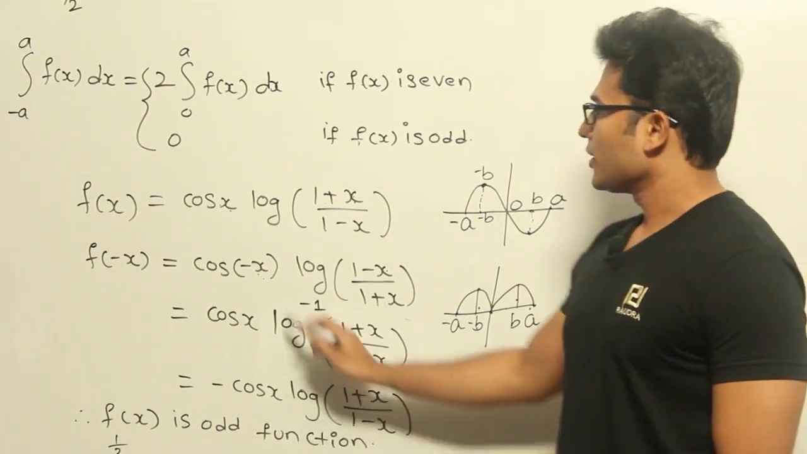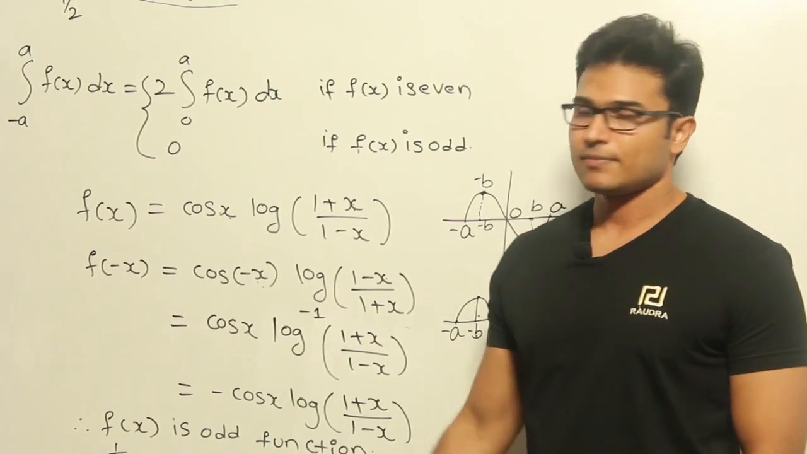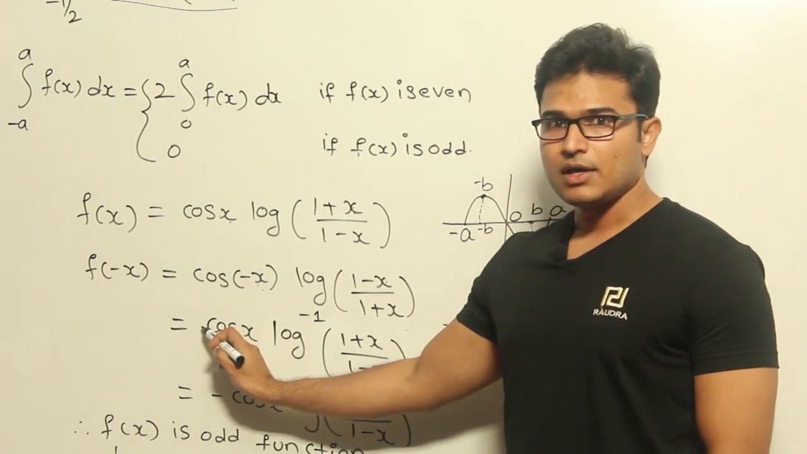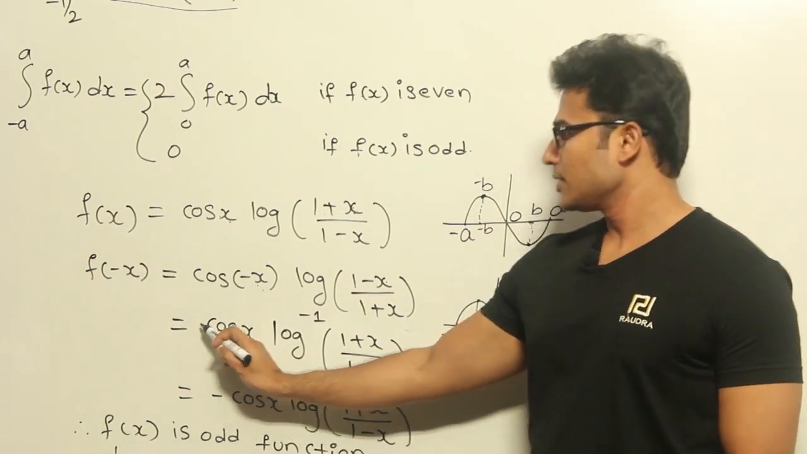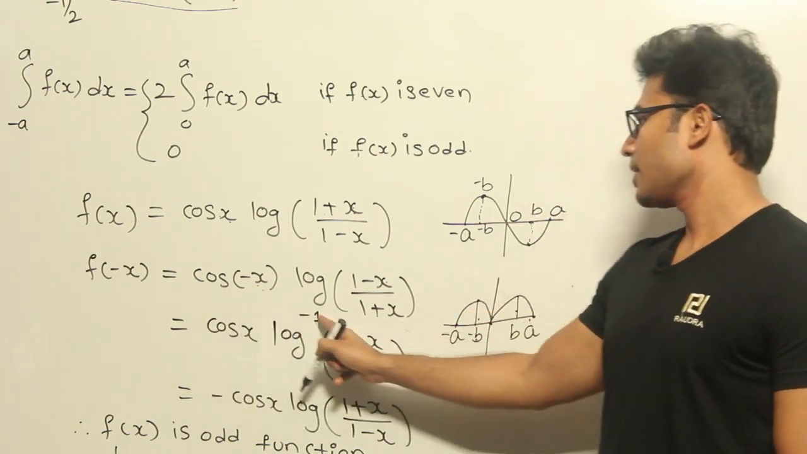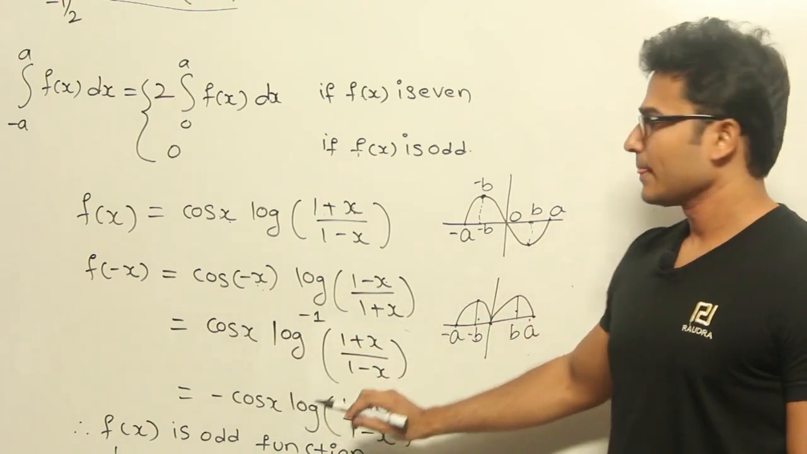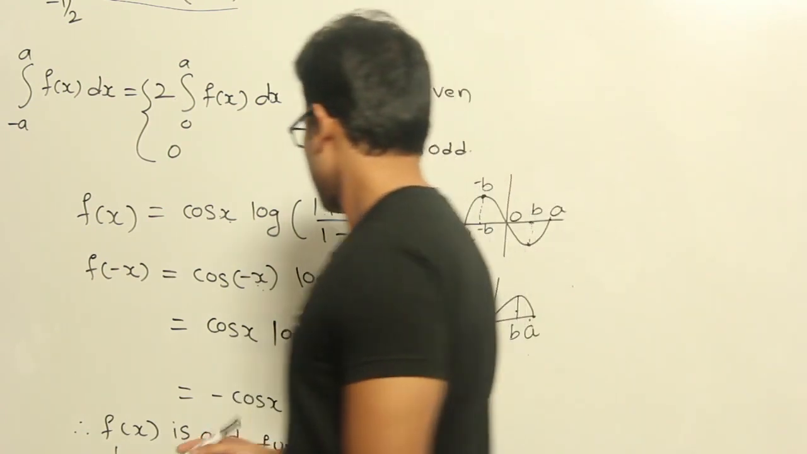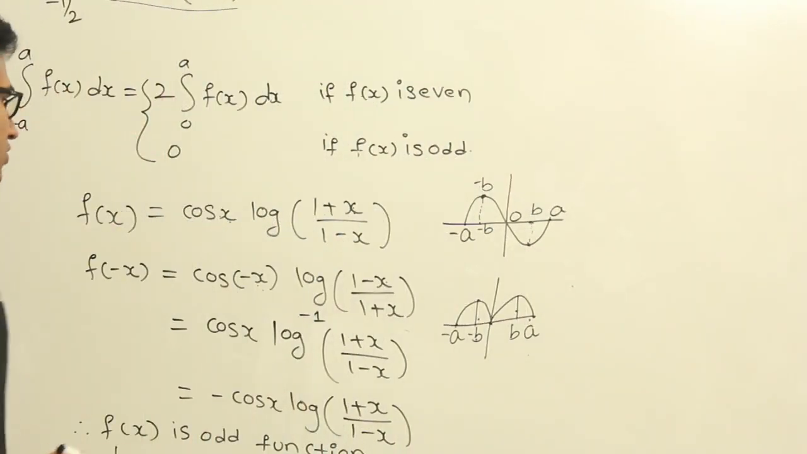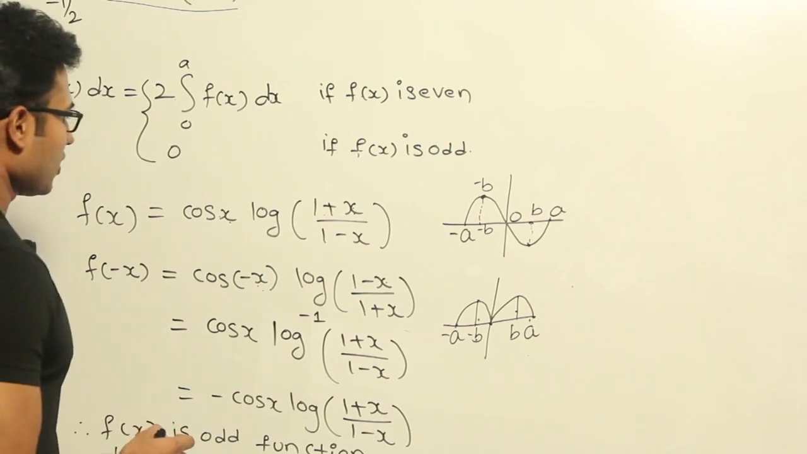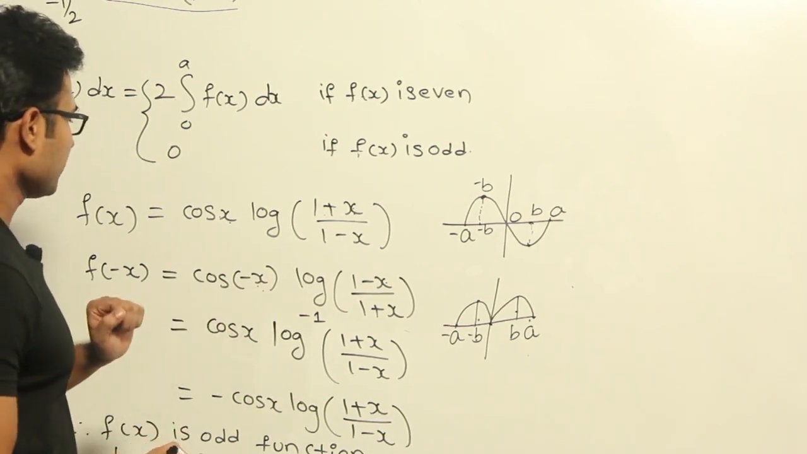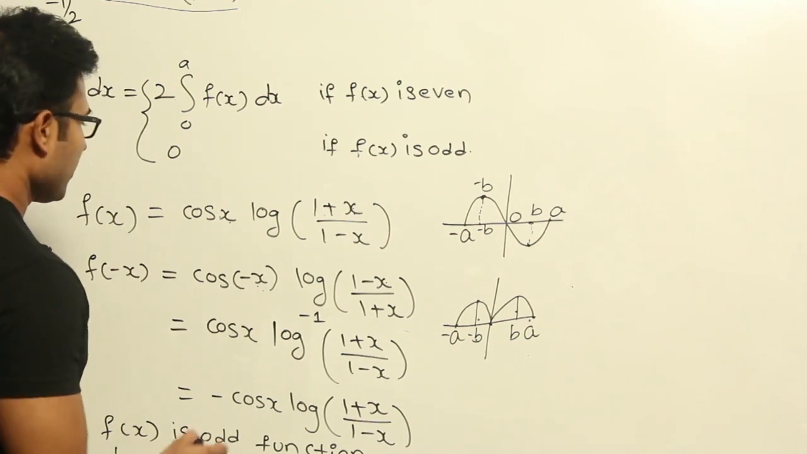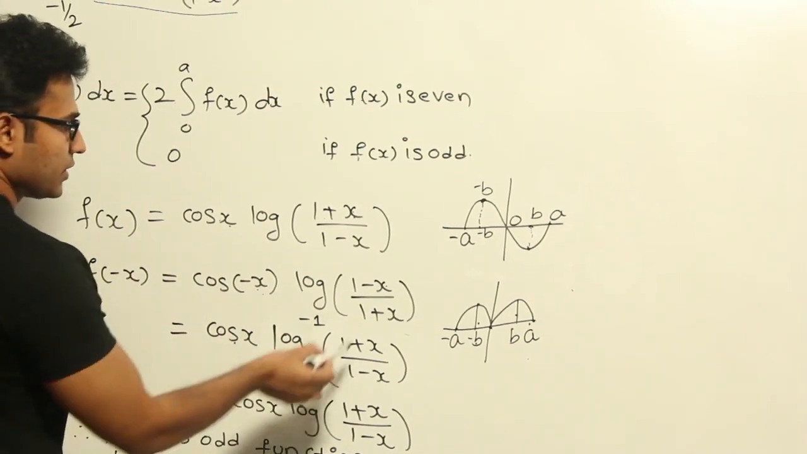Got it? Okay, now what is cos minus x? It is minus cos x, which means minus is going to come here. Now you can take that minus to here. Okay, cos minus x is cos x only, right? Yeah, cos minus x is cos x only.